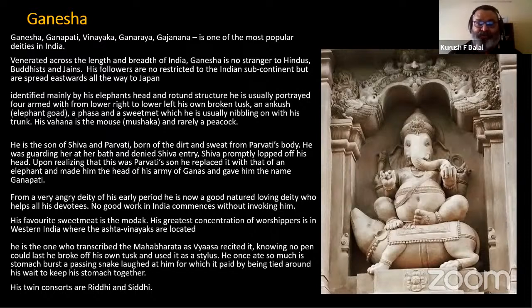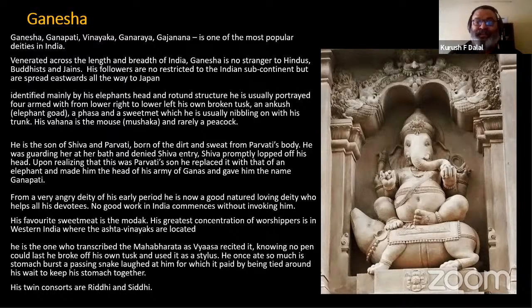He is usually portrayed four-armed, and from the lower right, which is where I'm taking it, he holds his own broken tusk. Then he has in his upper right the ankusha or the elephant goad. The upper left usually holds a pasha, a noose, or an axe, and the lower left, almost without exception, holds a sweetmeat, either a laddu or his favorite sweetmeat, the modaka.